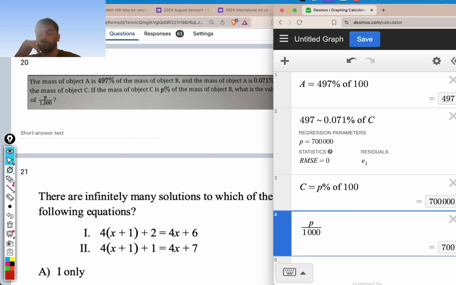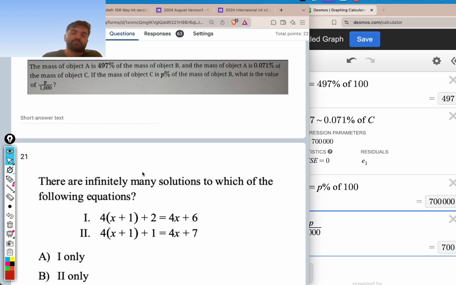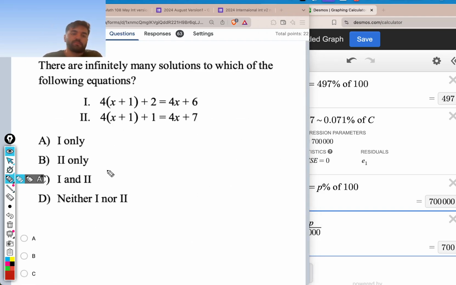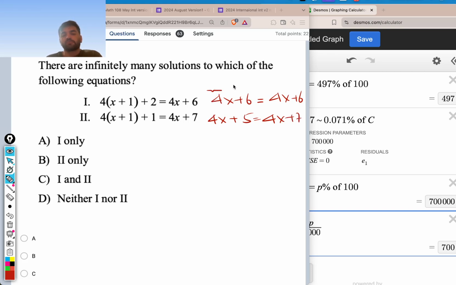Any question from here? Okay. First one is 4x plus 4, it will be 4x plus 6, and 4x plus 6. Second one 4x plus 5 and 4x plus 7. First one is an infinite number of solutions. Second one is no solution. So the answer is only 1.